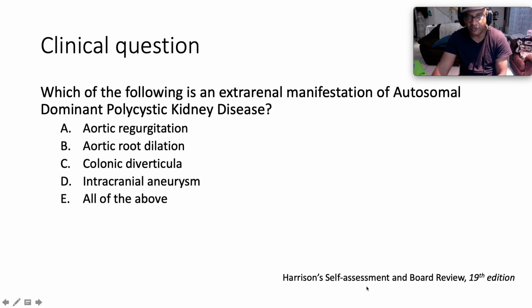Let's go, guys. Which of the following is an extrarenal manifestation of autosomal dominant polycystic kidney disease? Is it A, aortic regurgitation, B, aortic root dilation, C, colonic diverticula, D, intracranial aneurysm, or is it E, all of the above?